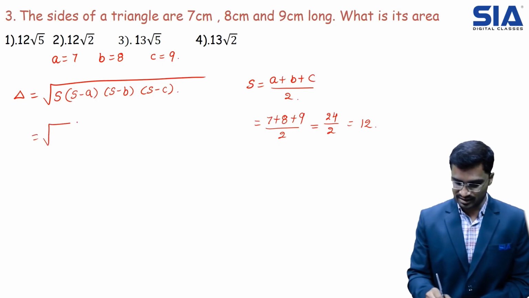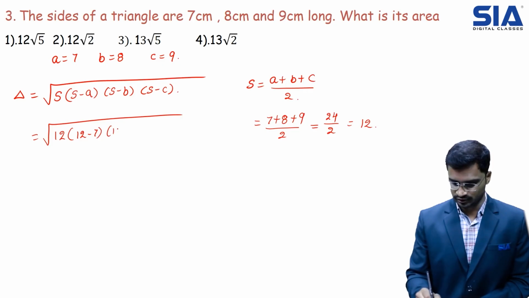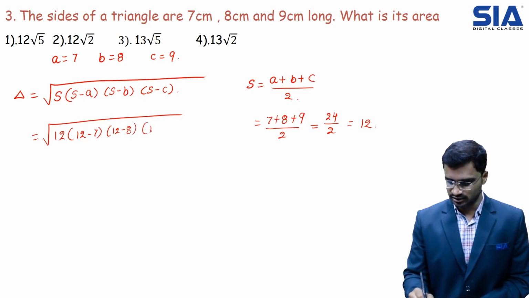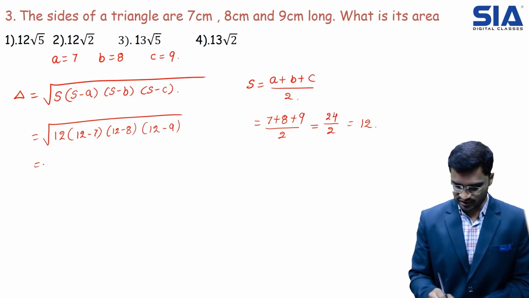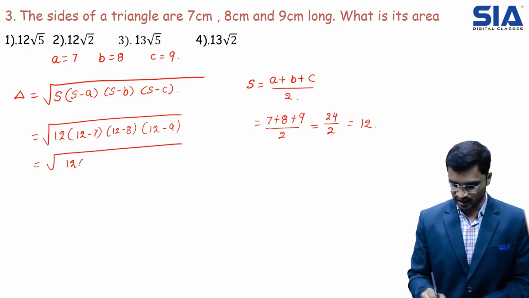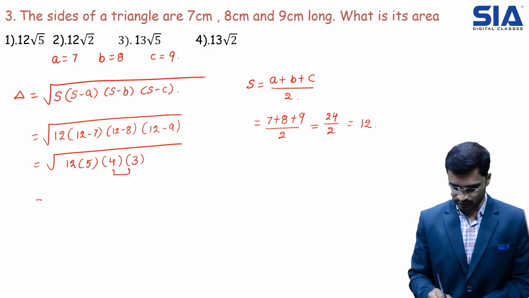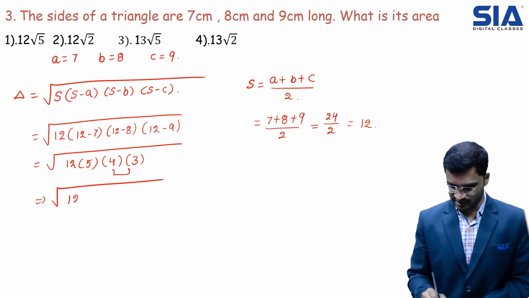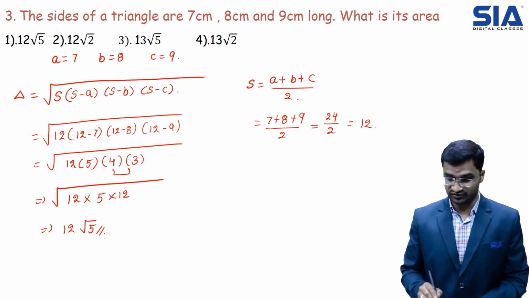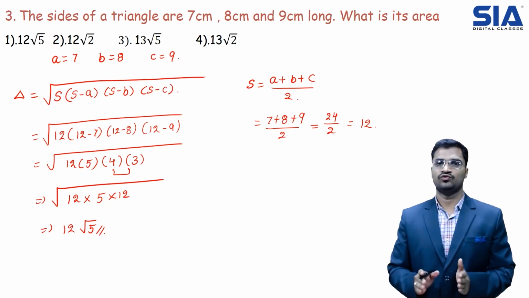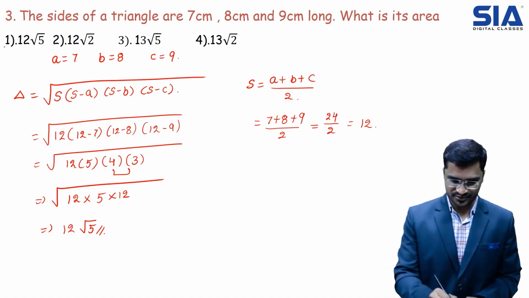Now substituting the values here. 12 into 12 minus 7, 12 minus 8 and 12 minus 9, which gives me under root of 12 into 12 minus 7 is 5, 12 minus 8 is 4, 12 minus 9 is 3. So 4 3s are 12. So I can write this as 12 into 5 into 12. This becomes 12 root 5. So the area of this triangle is 12 root 5 centimeter square, which is option 1.